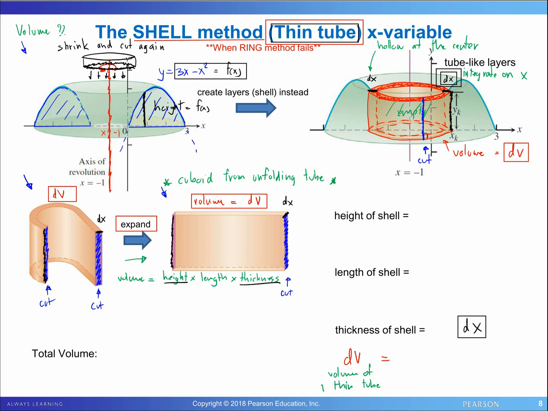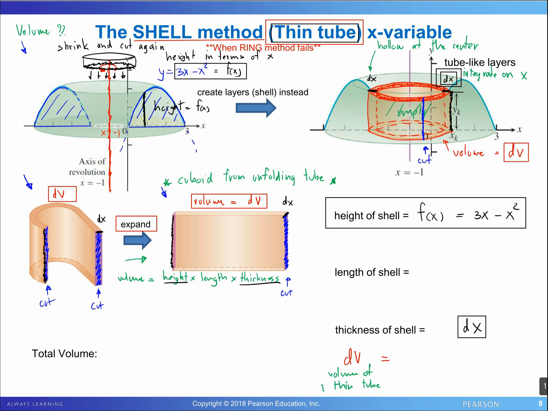So the expression of the height in terms of x, the main variable, is right here, and it's equal to 3x minus x squared. So let's use it down here. The height of the shell is equal to function of x. F of x, in this case, is equal to 3x minus x squared. Let's make a note right here that this is the distance from x-axis to the curve.